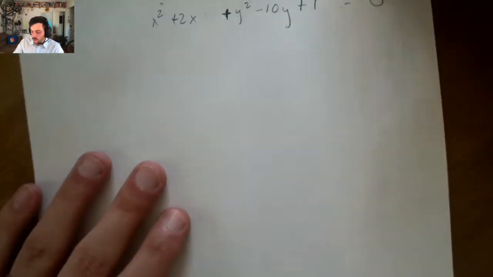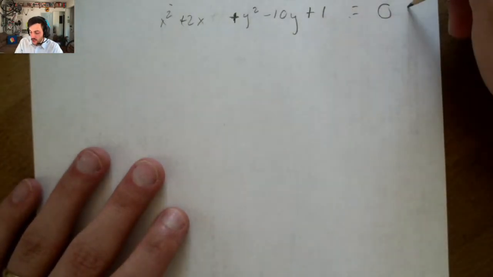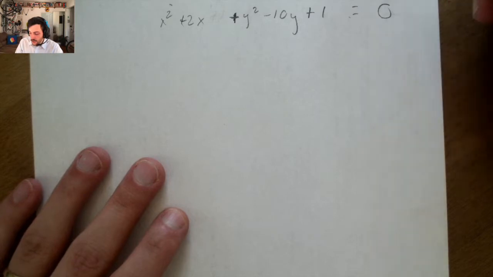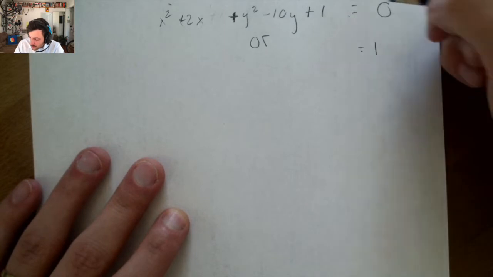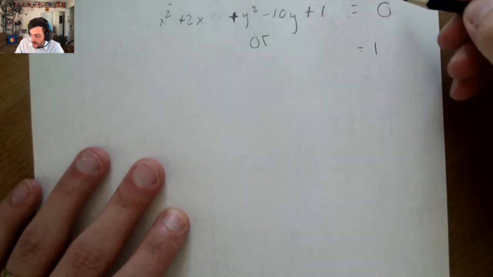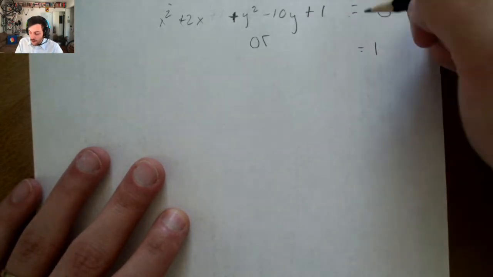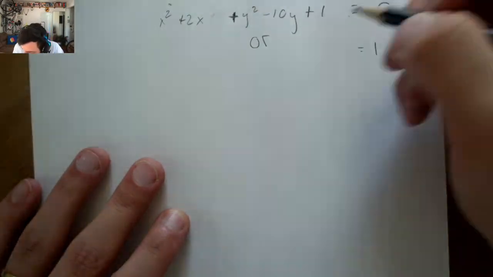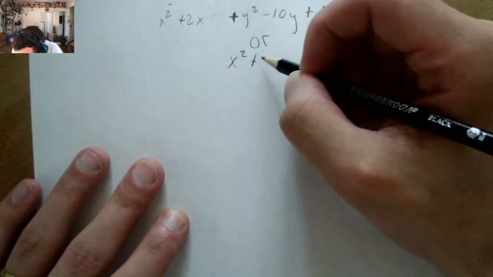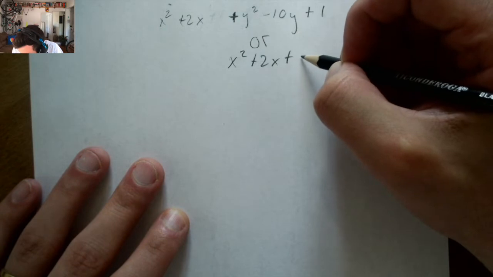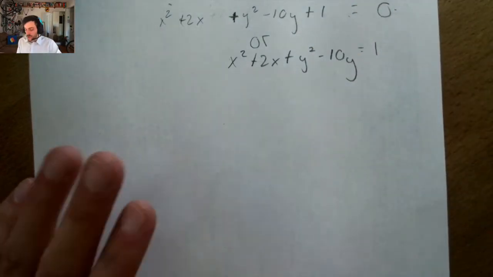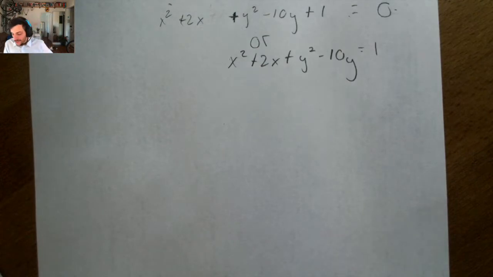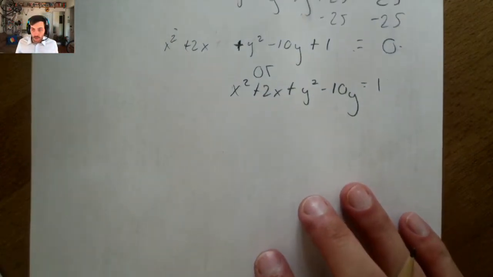So this is one format that you'll often see the formula written as. Another format that you'll see is like that r squared coming down. Instead of being 0, we'll have just a 1. So we'll have something like this: x squared plus 2x plus y squared minus 10y is equal to 1.